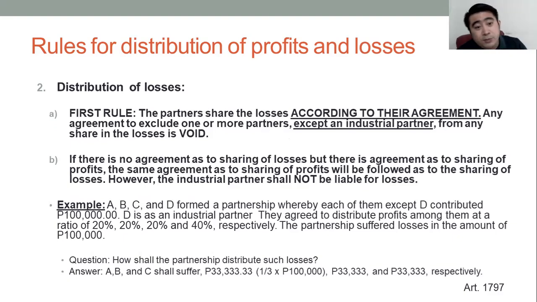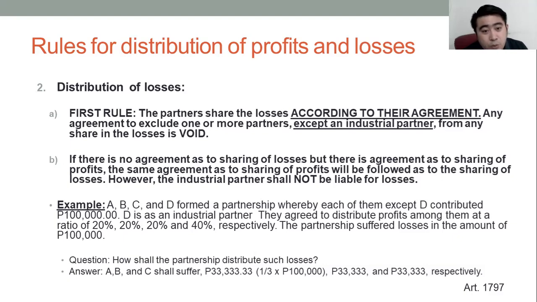Now let's talk about distribution of losses. Tapos na tayo sa profits, losses naman. Let's say lugi. Nag-business ka pero lugi. Imbes na kumita ka sa isang taon, nalugi ka. Does it happen, class? Yes, it happens. All right? So the first rule is the partners share the losses according to their agreement.